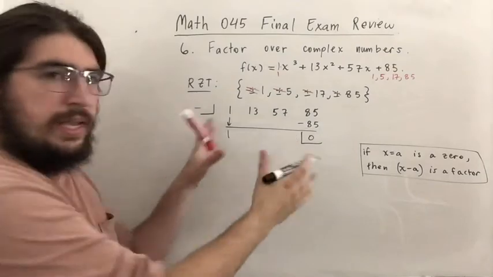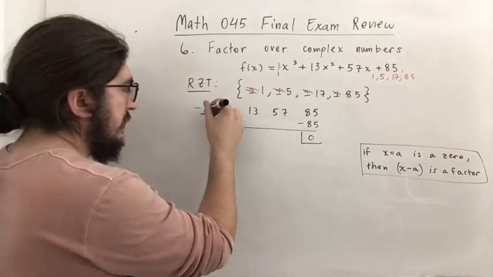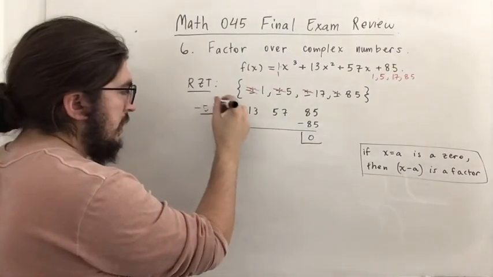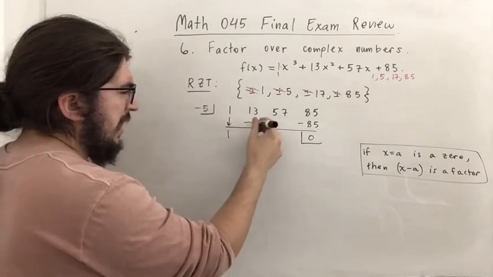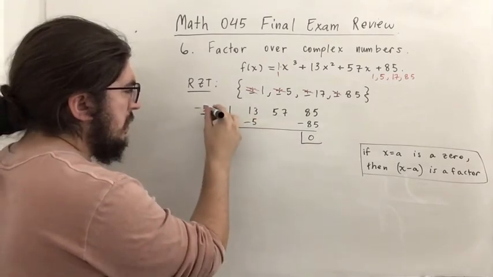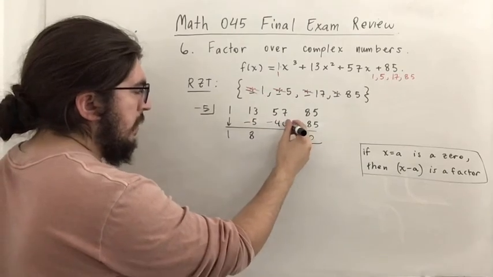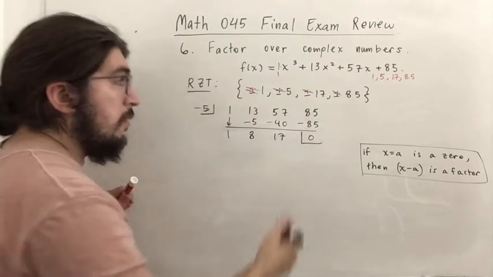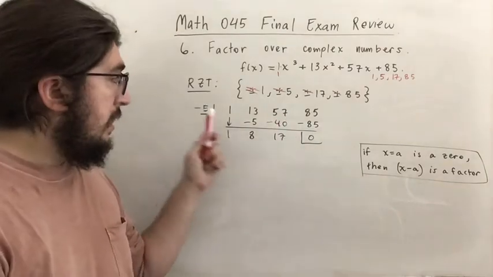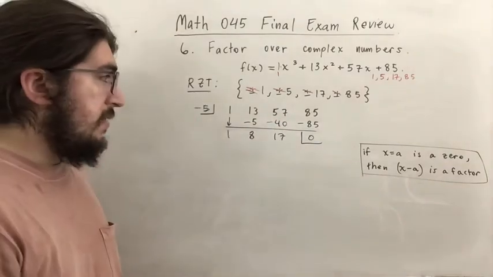So we kind of know the endpoints, what those look like in the synthetic division. Let's see. 1 times negative 5 is negative 5. If you add these, you get 8. 8 times negative 5 is negative 40. And look at that. Add these, you get 17, and we already said 17 times 5 was 85. Times negative 5 would be negative 85 indeed.